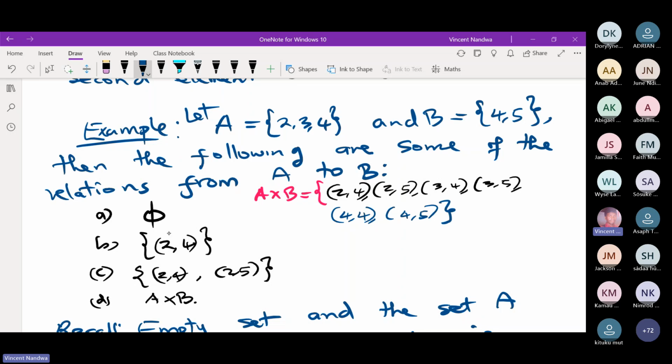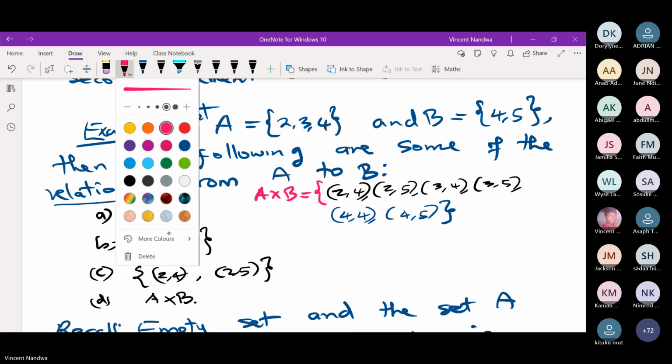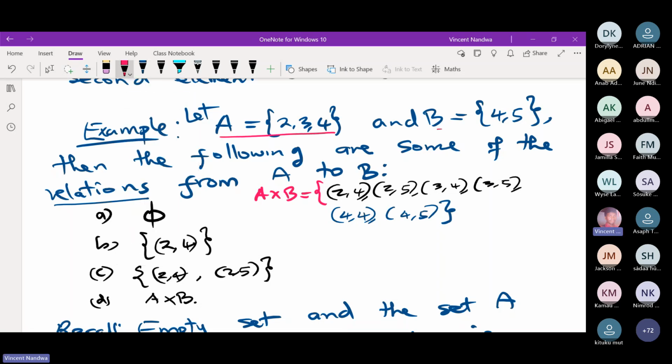Remember a set is a subset of itself, and we are saying that a relation is simply a subset of the Cartesian product of two sets A and B. So if this is my set A and this is my set B, then these are possible relations. These are not the only relations, but these are possible relations because the empty set is a subset of this set. So we have this one as an example of a relation on A cross B, or a relation from A to B.